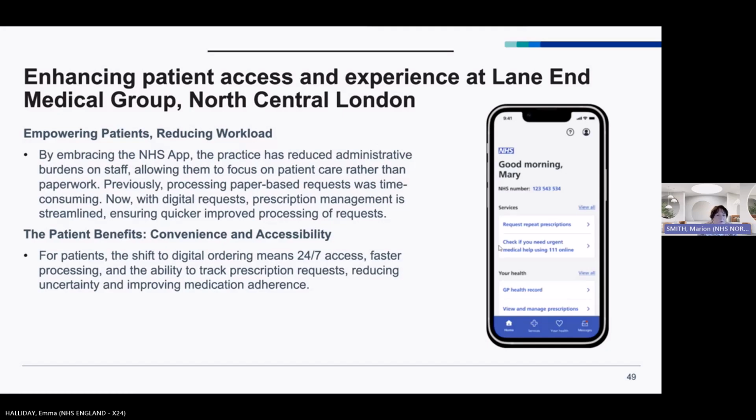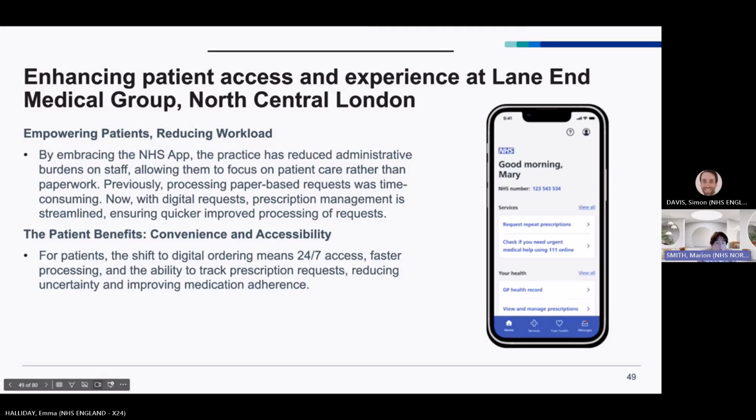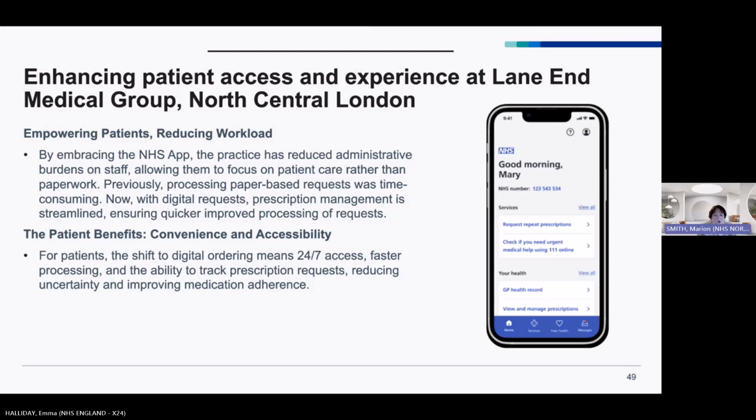And then in terms of patients' convenience and accessibility, it means they can order their repeat prescriptions with 24/7 access and faster processing, and also they can track prescription requests, reducing uncertainty and improving medication adherence. So there are all sorts of benefits there.